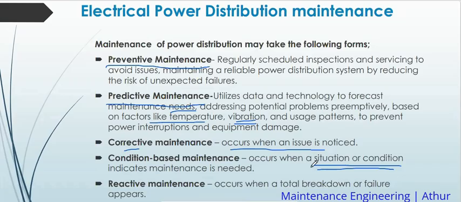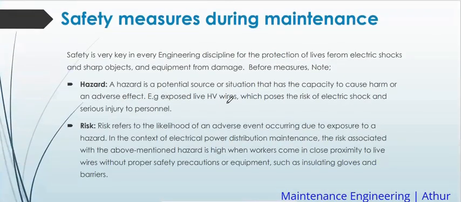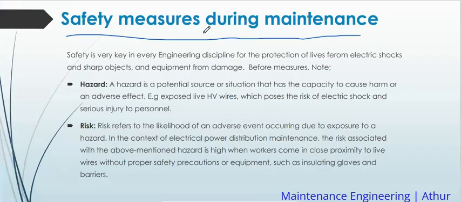Then we have reactive maintenance. This occurs when a total breakdown or a failure appears. Okay? So those are some of the forms. From that, we have what we call safety measures during maintenance. This one I will emphasize. Here you can lose your life if you don't maintain this.